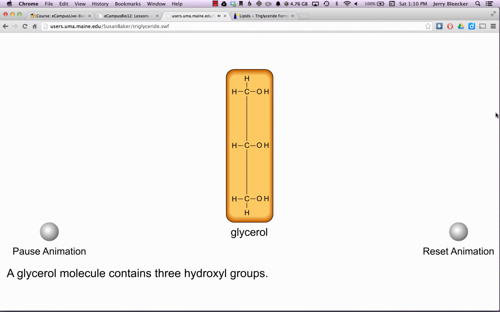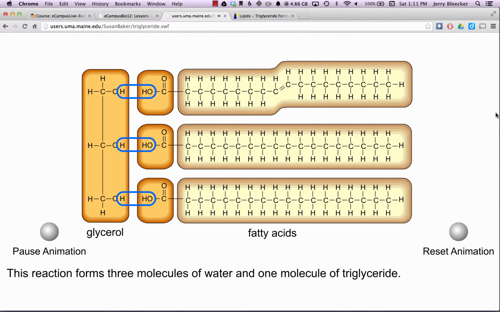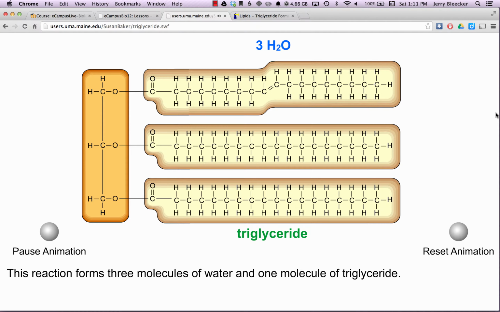And a glycerol molecule contains 3 hydroxyl groups. Easy to see it coming together. The hydroxyl groups can react with the carboxyl groups of 3 fatty acids. There's your fatty acids. This reaction forms 3 molecules of water and 1 molecule of triglyceride. That bond there is known as an ester. And sometimes people will oversimplify it, saying it's a carbon to oxygen to carbon bond.